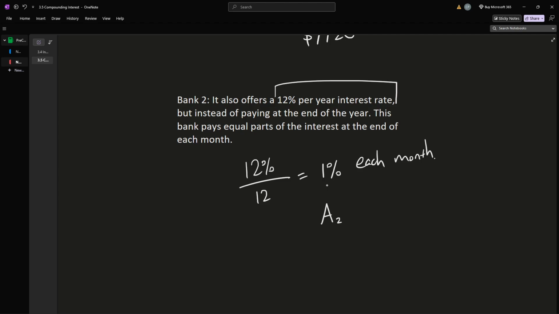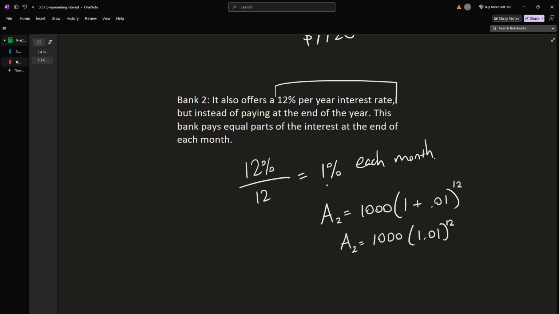My bank 2 is equal to $1,000 times 1 plus my rate, which is 0.01. But how many times am I applying this interest? I'm not applying it once. I'm going to apply it 12 times, at every single month. I'm applying this 1% interest rate 12 times. A2 equals 1,000 times 1.01 to the 12th power.